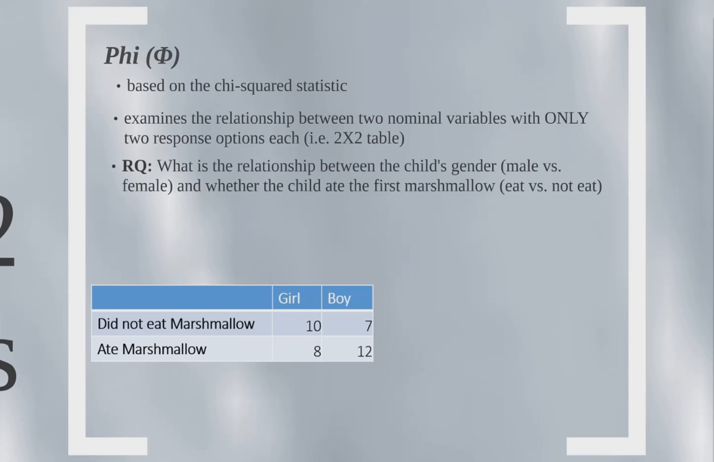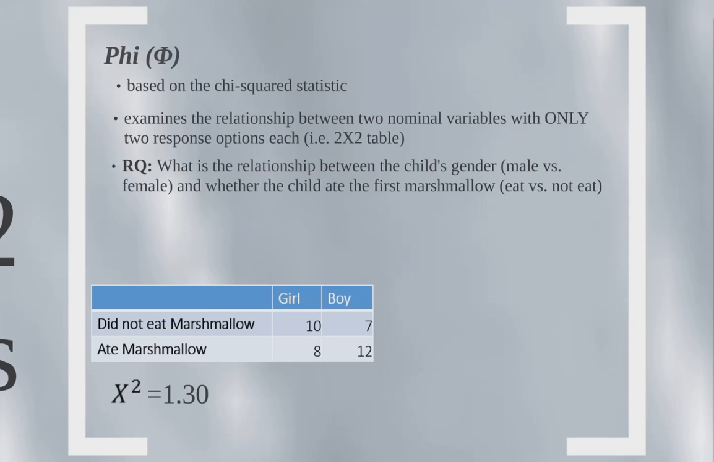And so we have a little table here. This is our fictitious data. In the top left cell, we have 10 girls who did not eat the marshmallow, and below that we have 8 girls who did eat the marshmallow. For boys, we have 7 boys that did not eat the marshmallow, and 12 of them that ate the marshmallow. As you can see, this is what is referred to as a 2x2 table, because you have two variables that have two categories each.